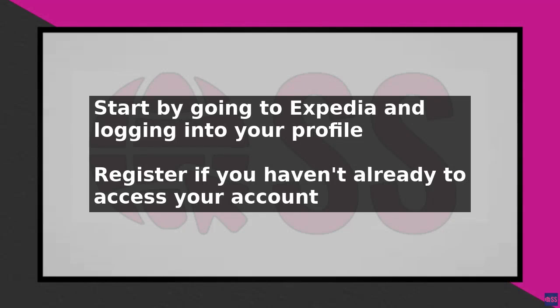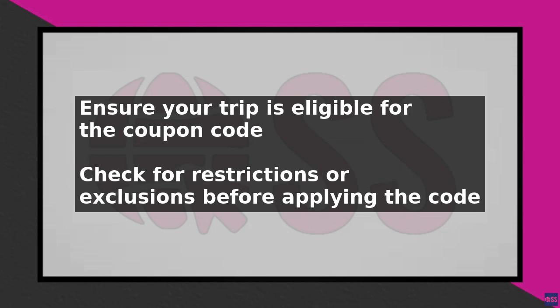To use an Expedia coupon code, start by going to Expedia.com and logging into your profile or registering if you haven't already. Once logged in, you'll see various options at the top of the screen, including language settings, property listings, support, trips, and your profile, as well as a search function.